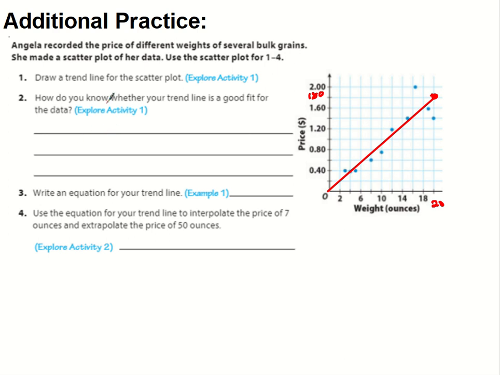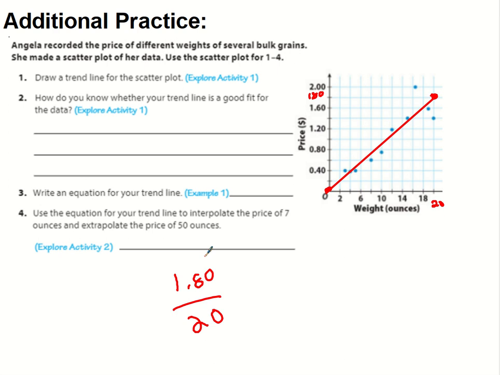Write an equation for your trend line. So if I were to write an equation for my trend line, I know my y-intercept is 0, and then I have my perfect point. The rise is $1.80. The run is 20 ounces. So I know that's going to be, let's see here.